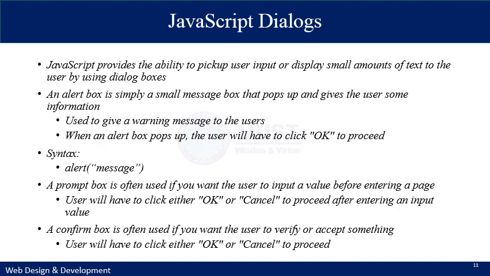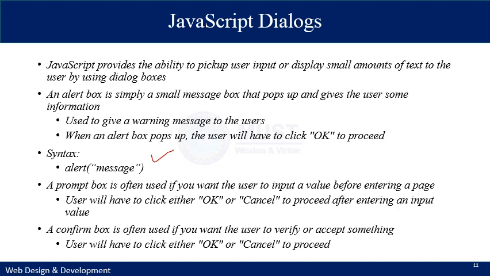So an alert box is simply a small message box that pops up to provide some information to the user. It is used to give a warning message to the user. When the alert box pops up, the user will have to click OK to proceed. Simple syntax: alert and a message.